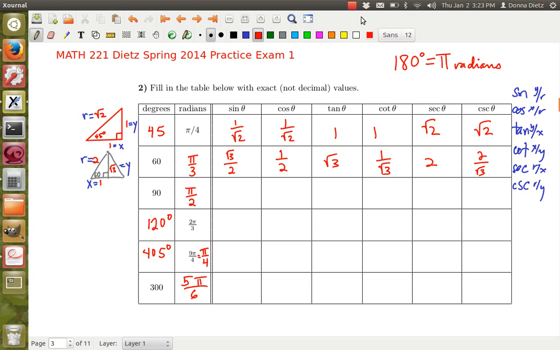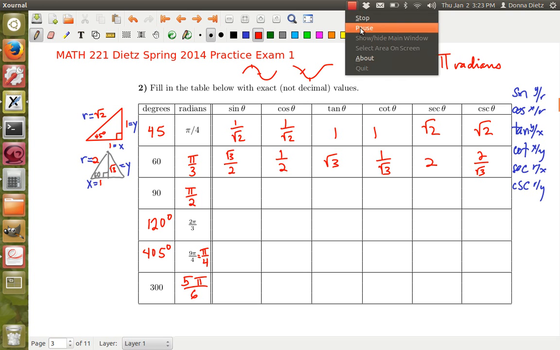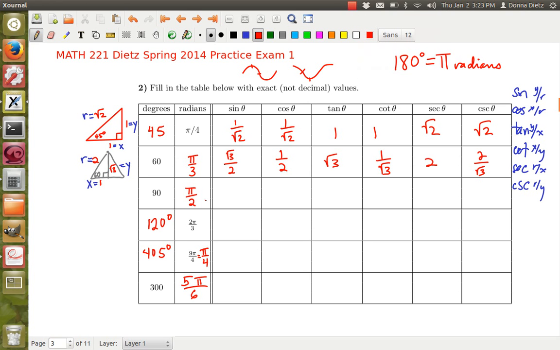Okay, this one you can do a number of ways. If you remember what the curves look like, that's sine, that's cosine, and you remember 90 degrees is a quarter of the way around, then you can remember that sine is 1 and cosine is 0. Let's say you don't remember that. You can pretend to draw yourself a triangle.